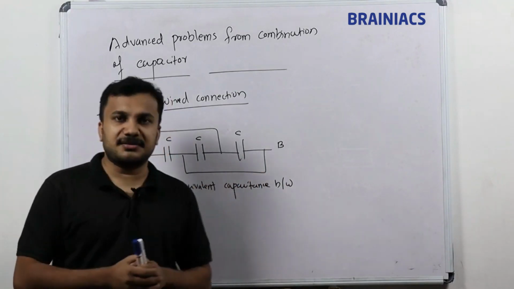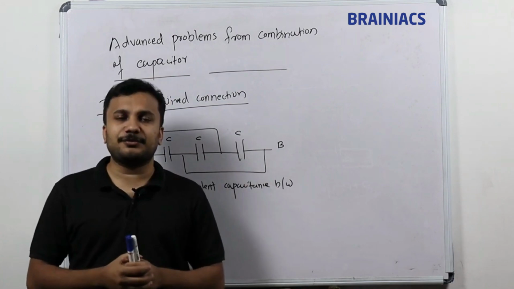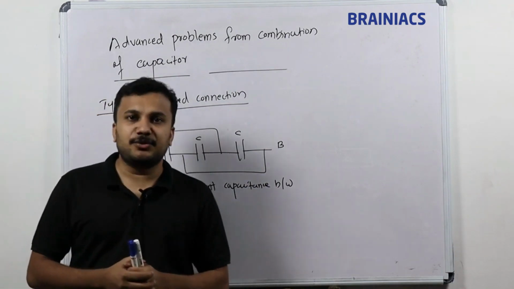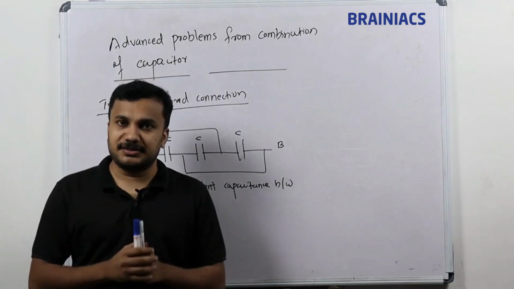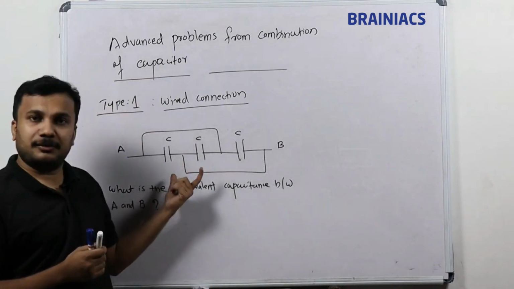But for us here, capacitance is important. In case of series connection, it is C1 C2 divided by C1 plus C2. In case of parallel connection, it is C1 plus C2. Now, I am going to dig into this question.